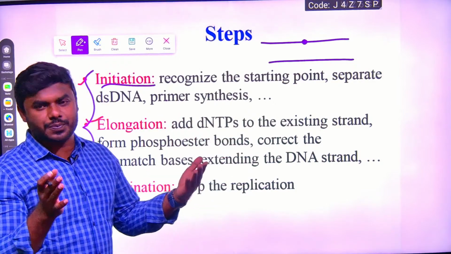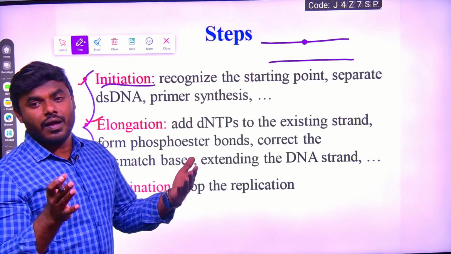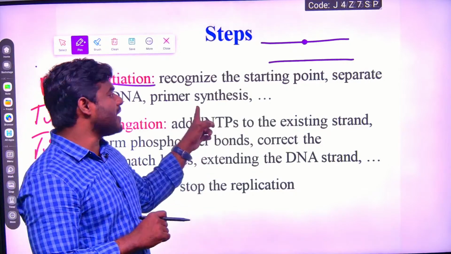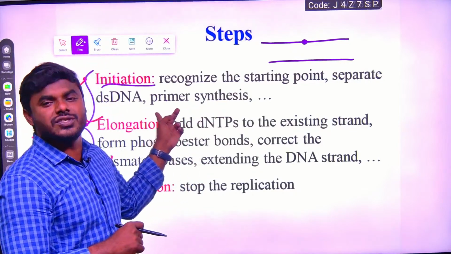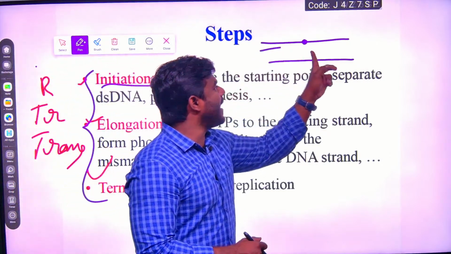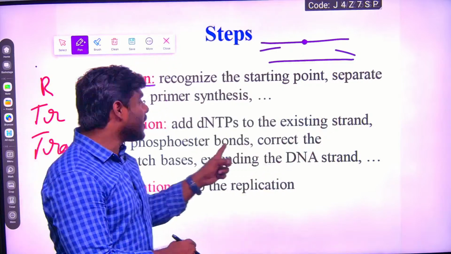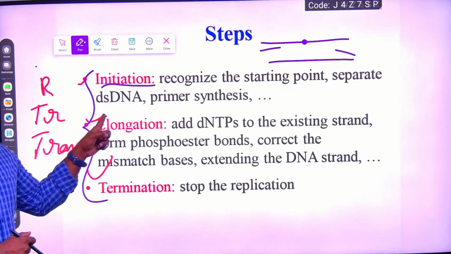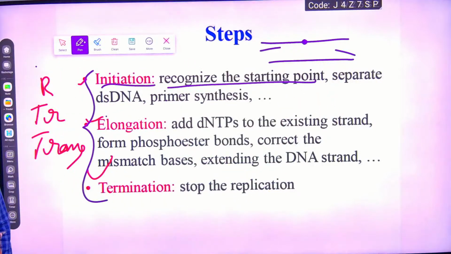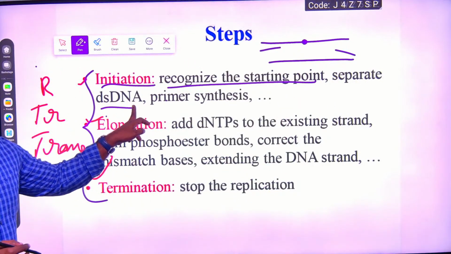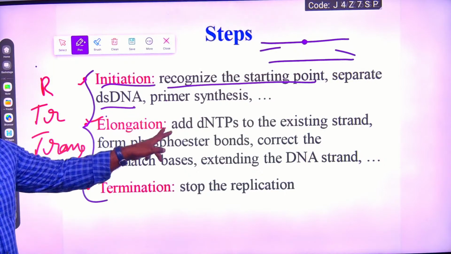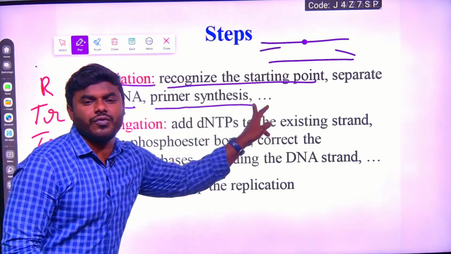Topoisomerase and SSBPs, followed by first only helicase, followed by primase. Polymerase never ever comes in the initiation. What is the use of polymerase? What will come? Primase. Primase will come and add the primer. Till addition of the primer is initiation. Correct or not? Recognizing the starting point, which is called ORC, separating the double stranded DNA by helicase. That time only obviously SSB will come, topoisomerase will come, then synthesis of primer.